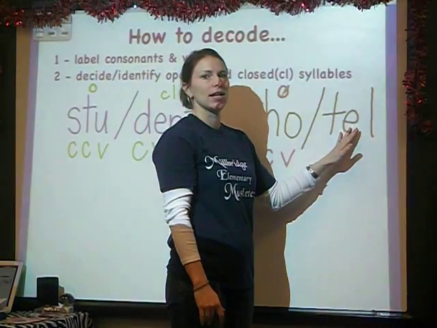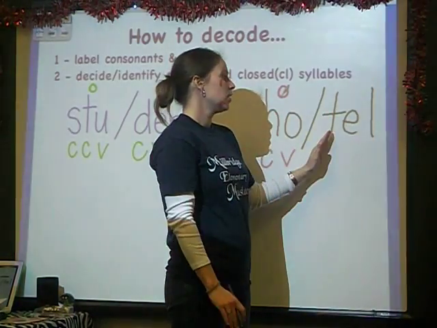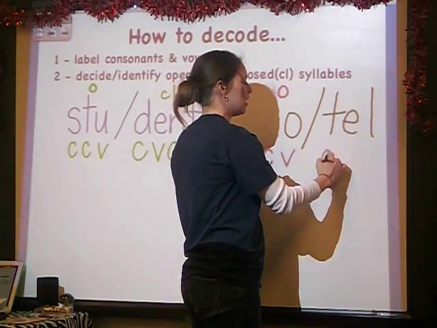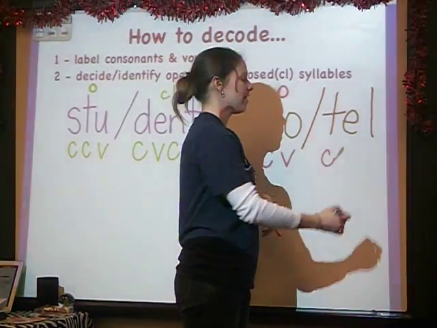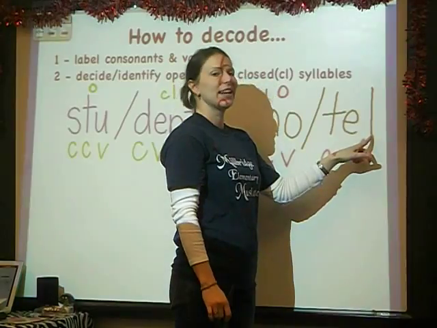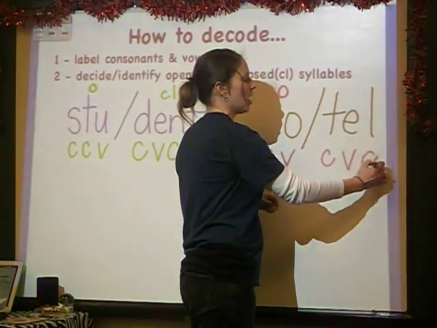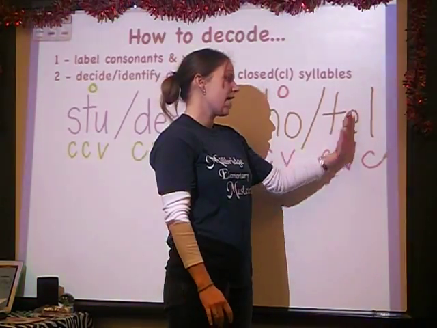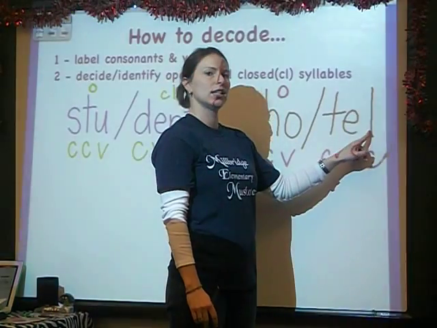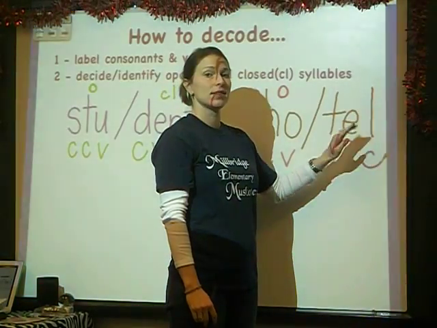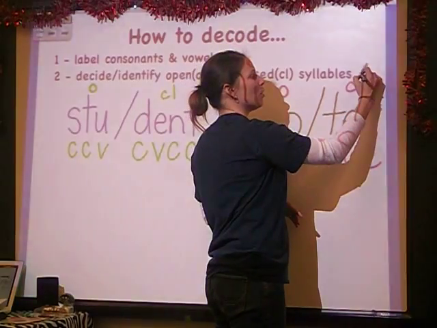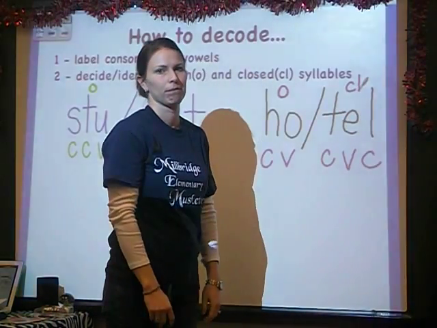The second syllable is tell. So we have a T, that is a consonant. We have an E, that is a vowel. And then we have an L, that is a consonant. So here my vowel, which is E, is closed in by that L. That makes this syllable closed, for CL.